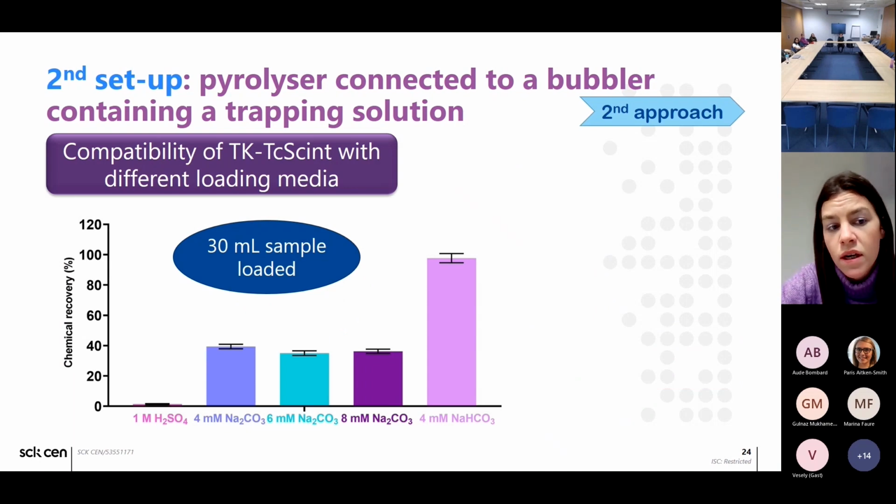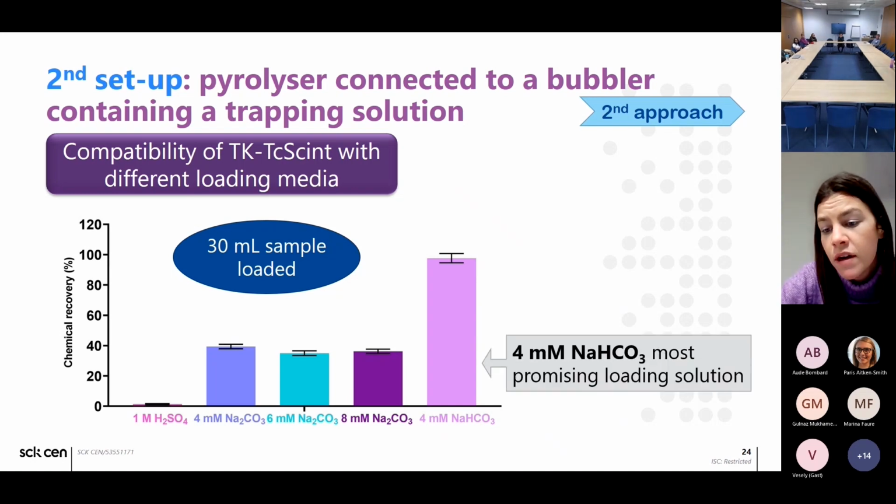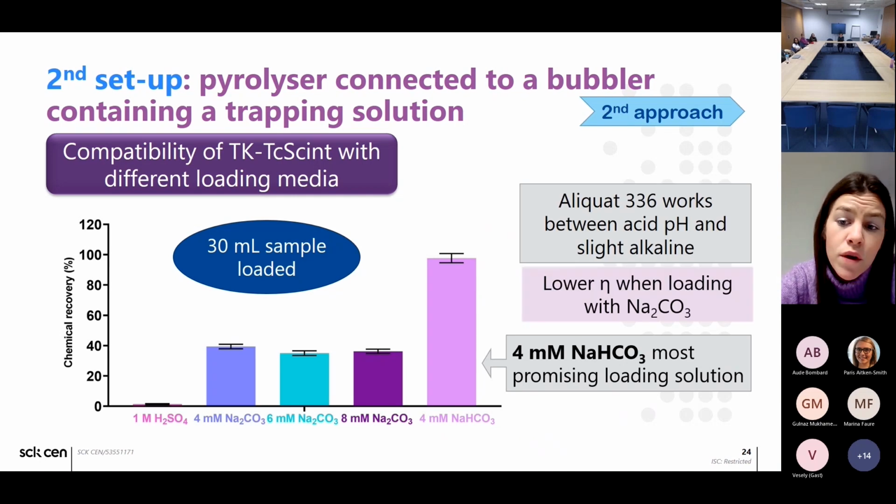So first, we needed to know the most compatible loading media to use in order to completely retain our chlorine. And as you can see on the graph, the most promising loading solution was the 4 millimolar sodium hydrogen carbonate. Then we also wanted to understand why the chemical recovery of loading a solution with sodium carbonate was pretty low. And we saw that the extractant works better in pH between acid and slightly alkaline. So this could explain the lower chemical recovery when loading with sodium carbonate instead of sodium hydrogen carbonate, due to the pH in sodium carbonate being between 10, 11, or 12.